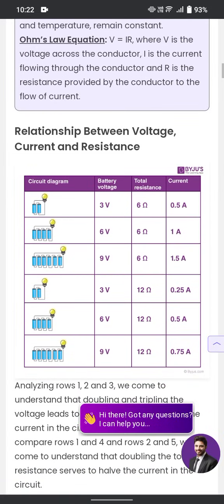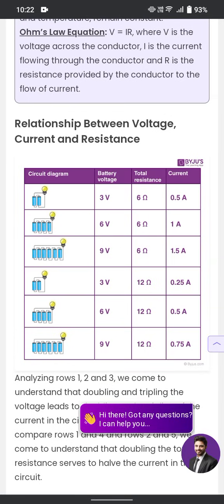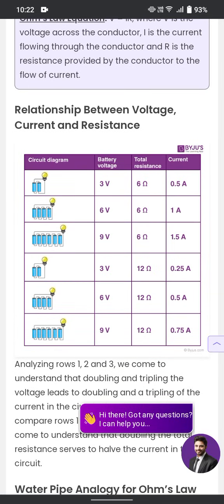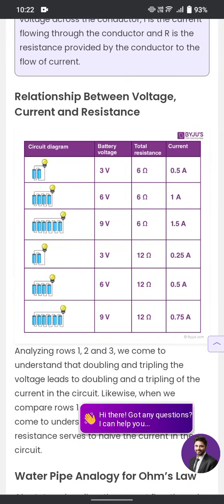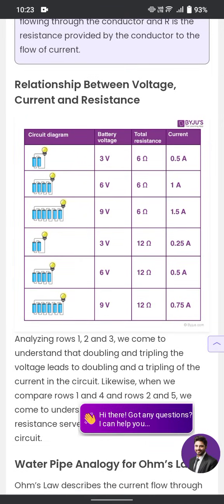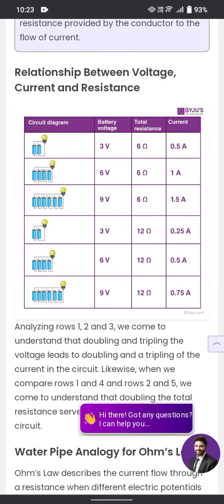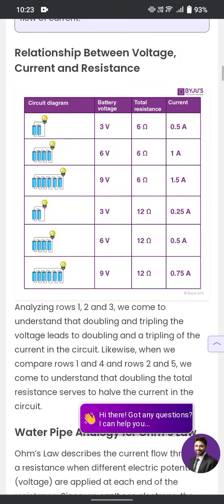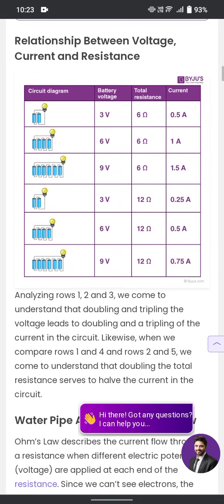Relationship between voltage, current and resistance. First circuit diagram: battery voltage 3 volts, total resistance 6 ohms, and current 0.5 ampere. Second circuit diagram: 6 volt battery voltage, total resistance 6 ohms, and current 1 ampere. Third circuit diagram: 9 volt battery, 6 ohms resistance and 1.5 ampere current.